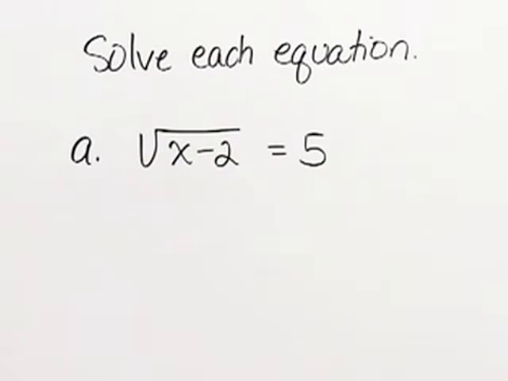In the next series of problems, we will solve equations that involve radicals. Solve each equation. For part A, the square root of x minus 2 is equal to 5.